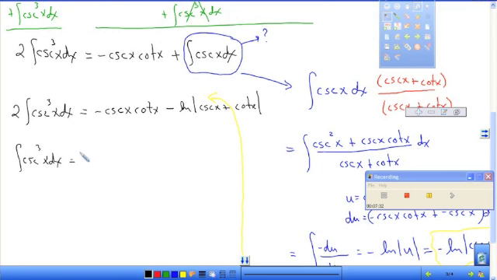Pretty tricky problem here. This same kind of concept would be applied to the integral of the secant cubed as well. I hope this helps. This is a ton of math, but I'm sure you guys are doing great.